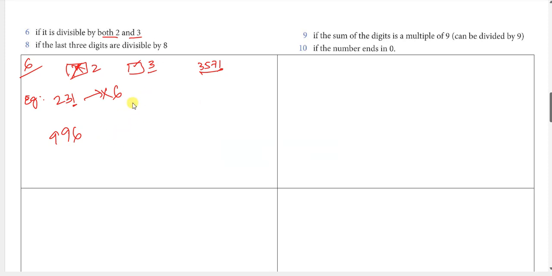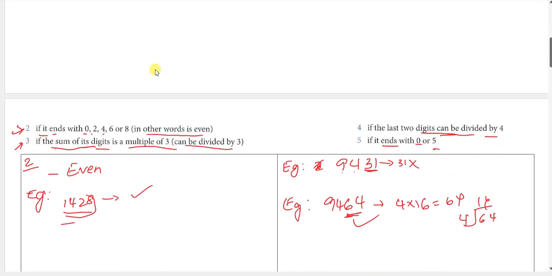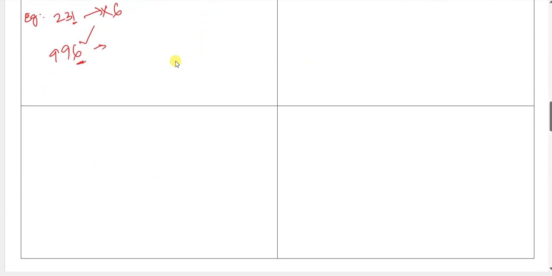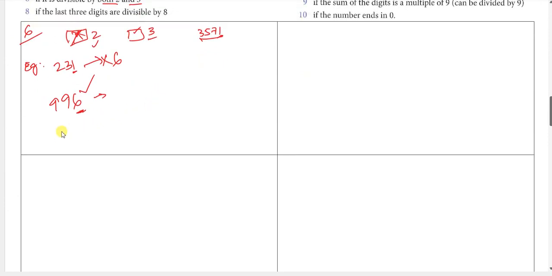Okay, so 996. The first condition is you have to check for 2. The condition of 2 says it should be an even number. Yes, it is. Condition for 3 is what? I forgot myself, sorry. Okay, condition for 3 is you have to add all the numbers and see if it's divisible by 3 or not. So let's add 9 plus 9 plus 6. We are going to have 24, and yes, 24 is divisible by 6, so 996 can be divided by 6.